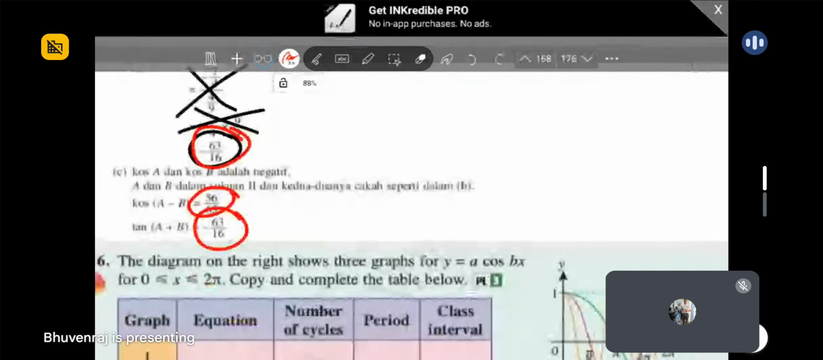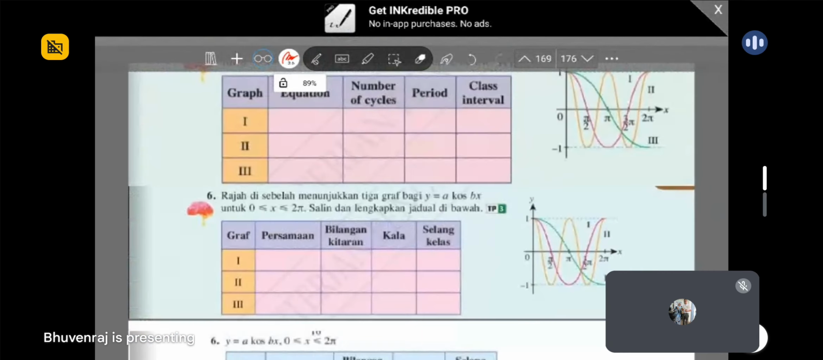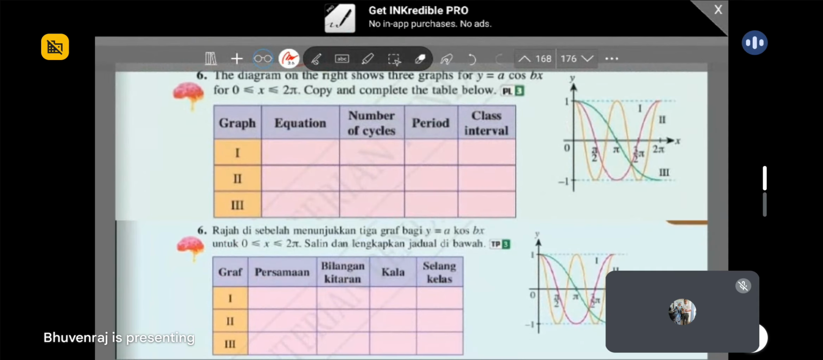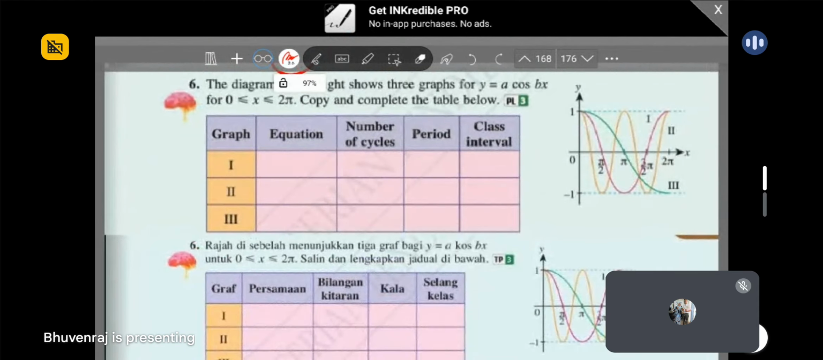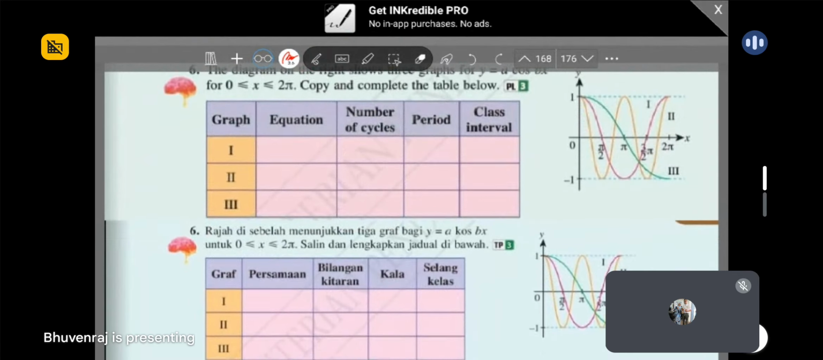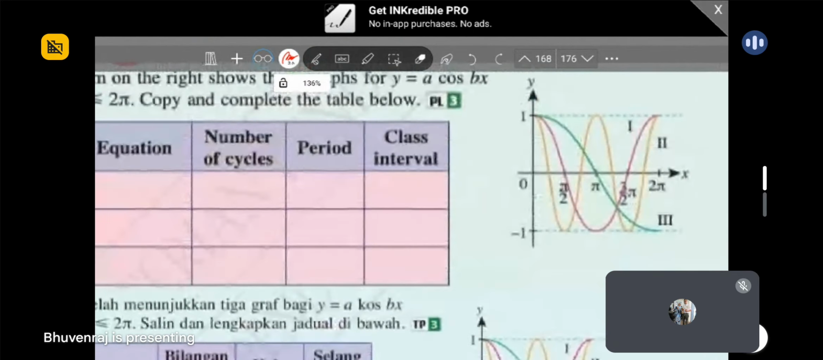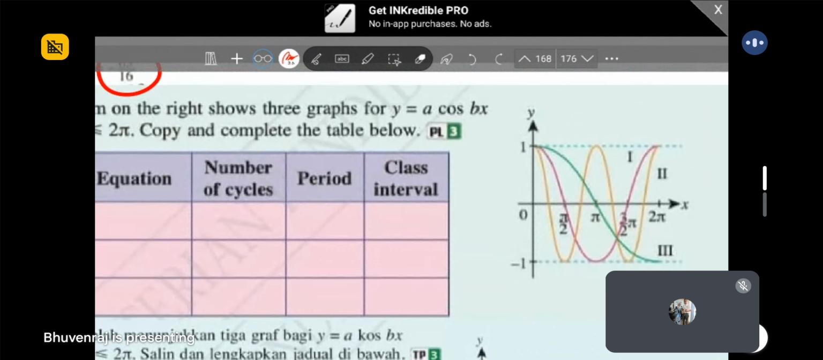Alright, now we come to question 6. Question 6 is about your graph. You need to write the equation of the graph first. If you see over here, what is changing? You must always try to identify the changes in your graph first. So what is the change over here?